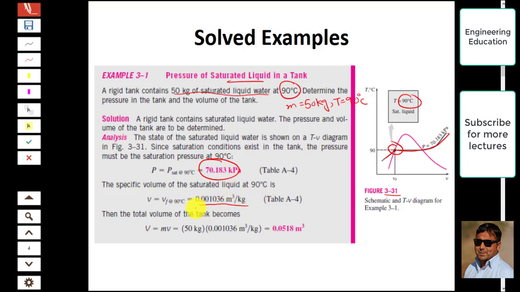This is the specific volume, and specific volume is nothing but volume per unit mass. So to find the volume of the rigid tank, capital V is equal to small v times m, where the specific volume v is 0.001036 cubic meter per kilogram, and the mass is 50 kilograms. Multiplying these, we get the volume of the rigid tank, that is 0.0518 cubic meter.